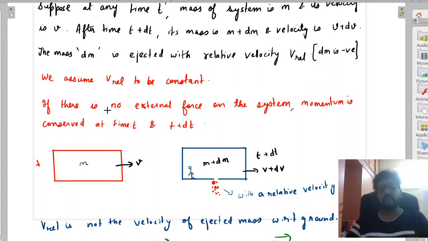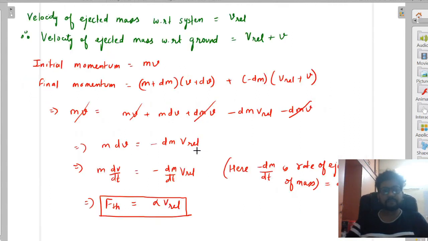Now, if there is no external force on this system, while deriving we will take that there is no external force on the system, although the final formula that we will get is valid for any situation, whether there is external force or not. So if there is no external force on the system, the momentum is conserved. That is, the momentum at this time has to be equal to the momentum at this time.